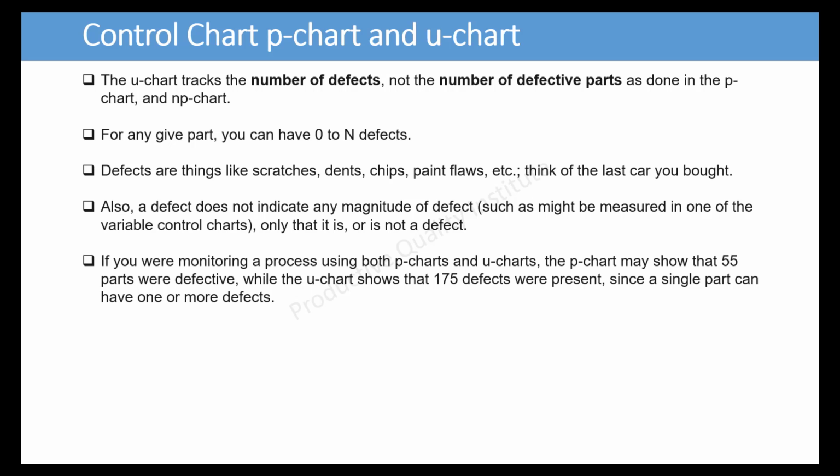If you were monitoring a process using both P charts and U charts, the P chart may show that 55 parts were defective, while the U chart shows that 175 defects were present, since a single part can have one or more defects.